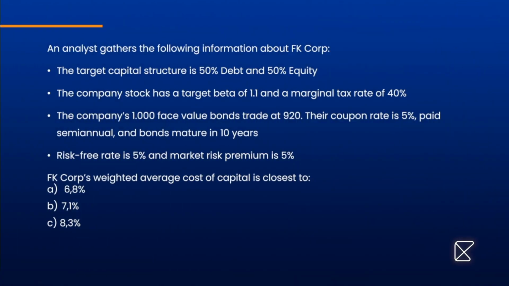An analyst gathers the following information about FK Corp. Wow, FK Corp, what a pleasure. The target capital structure is 50% debt and 50% equity. Important information. The company's stock has a target beta of 1.1 and a marginal tax rate of 40%. The company's 1,000 face value bonds traded at 920, or 92% of par. Their coupon rate is 5%, paid semi-annually, and the bonds mature in 10 years. Finally, the risk-free rate is 5% and the market risk premium is 5% as well. FK Corp's weighted average cost of capital is closest to blah, blah, blah.